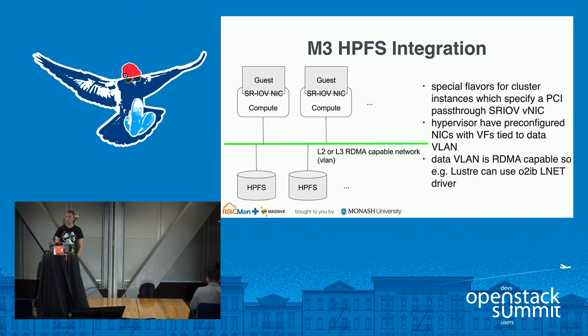And the hypervisor is pre-configured with virtual functions attached to the data VLAN. This is okay at the moment because we just have essentially a single tenant on these machines. But going forward, we plan to use the Mellanox ML2 driver so that we can have that orchestrated properly. But the plumbing here is essentially the same. So we have this data VLAN, which is RDMA capable, so the network's been set up to be able to run RoCE traffic. And the Lustre here is bare metal Lustre. It's the Intel Enterprise Lustre, like Cambridge are running. And that's configured to use the Lustre network o2ib driver.